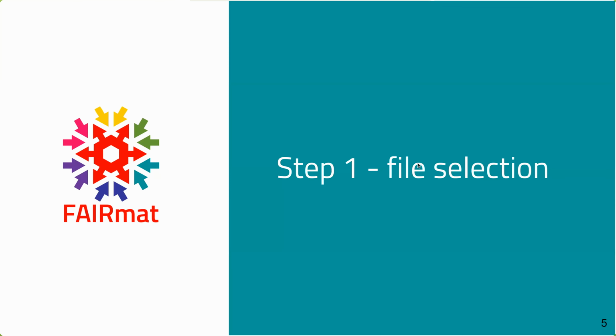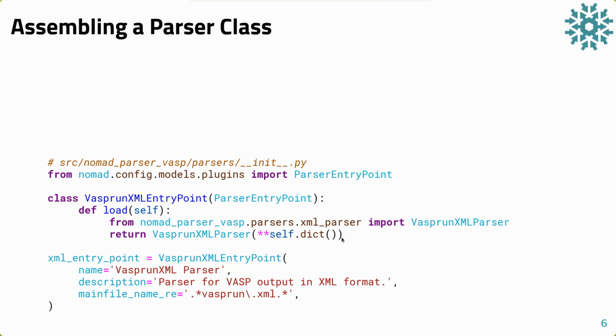So with that, we're going to go a bit over these steps that I mentioned before. The first one is file selection, and the file selection is done via this entry points system. Down here, you can see the exact code snippet, so feel free to scan over it. Essentially, there are two kinds of files that we distinguish within an upload: the main files, and then the auxiliary files.